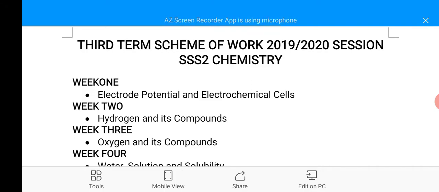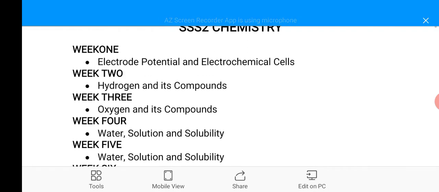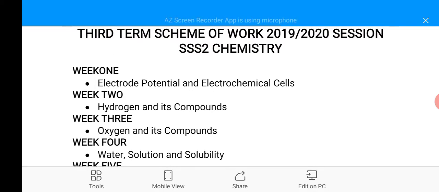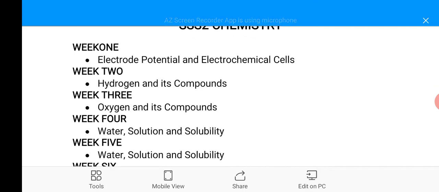I shall be talking about the third term scheme of work for the 2019-2020 academic session. Here go the weeks and the topics. Week 1, we have electrode potential and electrochemical cells. Week 2, we have hydrogen and its compounds. Week 3, we have oxygen and its compounds. Week 4, we have water, solution and solubility.